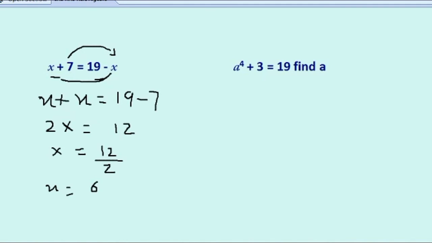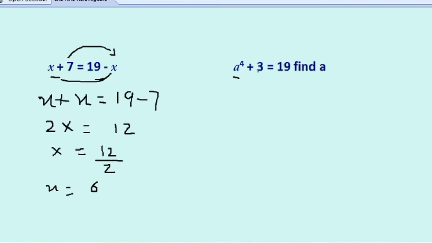Now here a raised to the power of 4 plus 3 equals 19. Find the value of a. This is a raised to the power of 4. This is in exponent form. Okay, if you don't know how to solve exponents, then you can see my video on exponents, in which I have told you the detailed explanation.